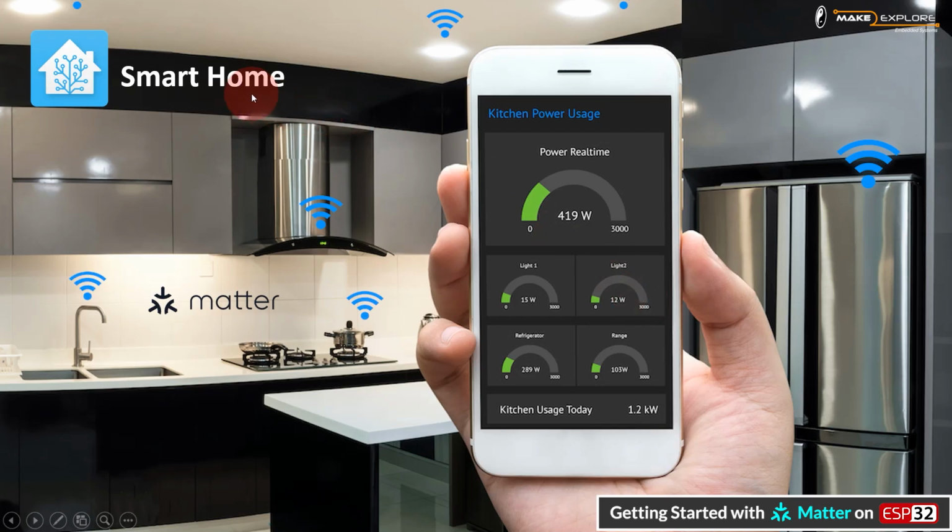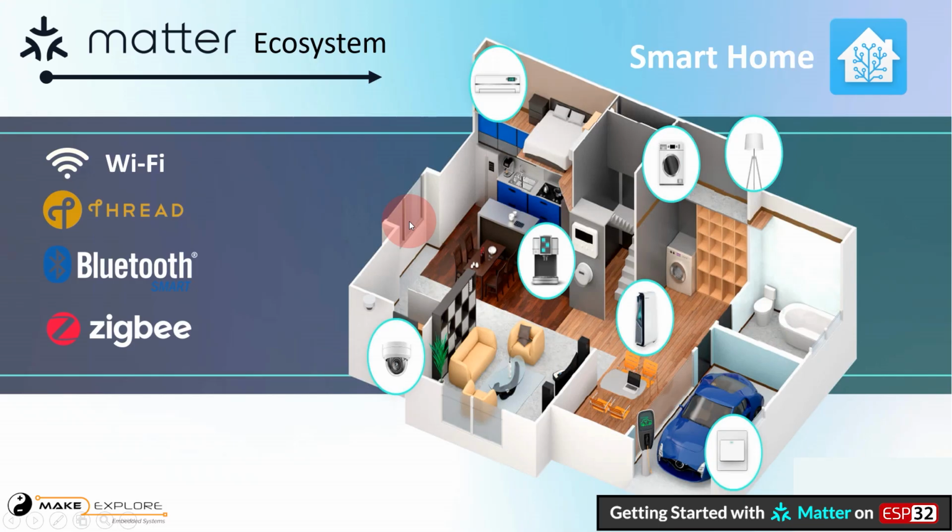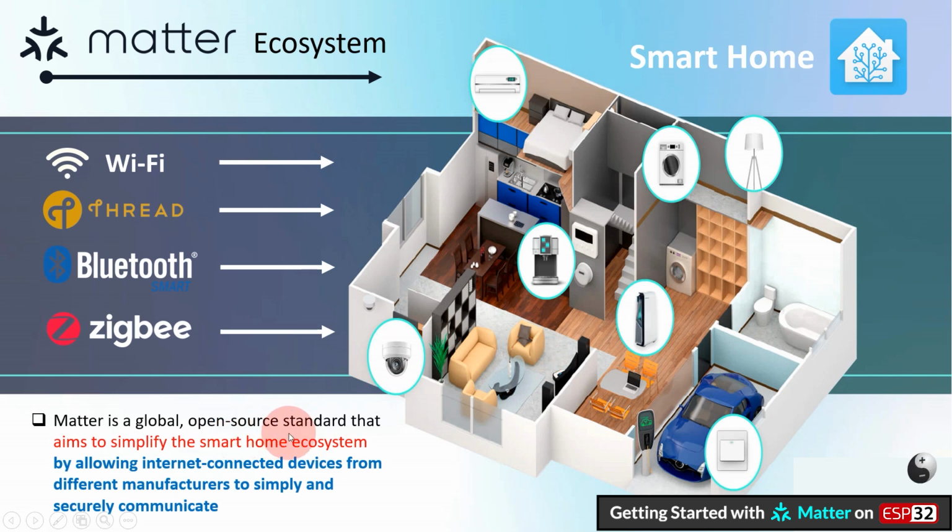Smart home is the main application area of the Matter standard. It facilitates the creation of a Matter ecosystem in which you can connect smart devices of different companies, and even with different wireless standards like Wi-Fi, Thread, Bluetooth, and Zigbee. Here, Matter is a global open-source standard that aims to simplify the smart home ecosystem by allowing internet-connected devices from different manufacturers to simply and securely communicate.